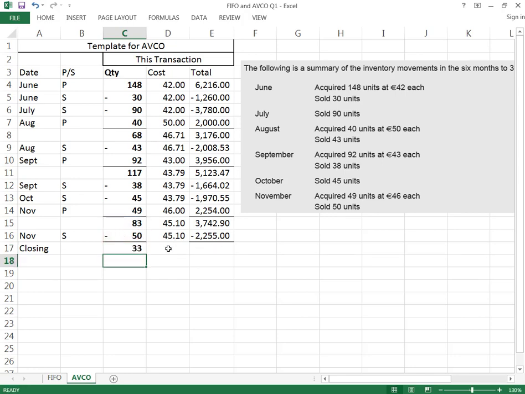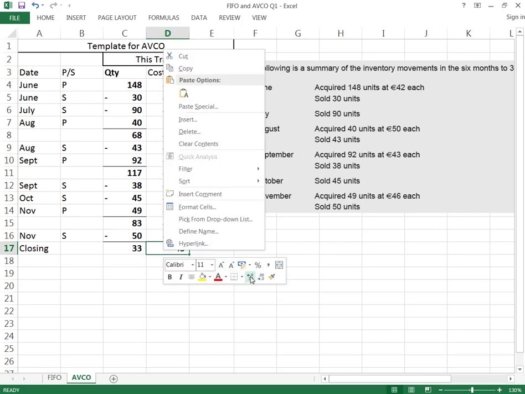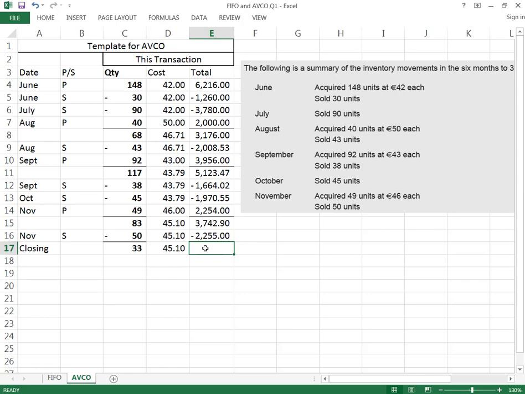Okay, the value of the closing stock is 45.10 because we haven't changed the value. We haven't had another sale since the last purchase. So 45.10. Okay, and that's equal to, so the value under average is 14.88. Okay, so under average is 14.88.